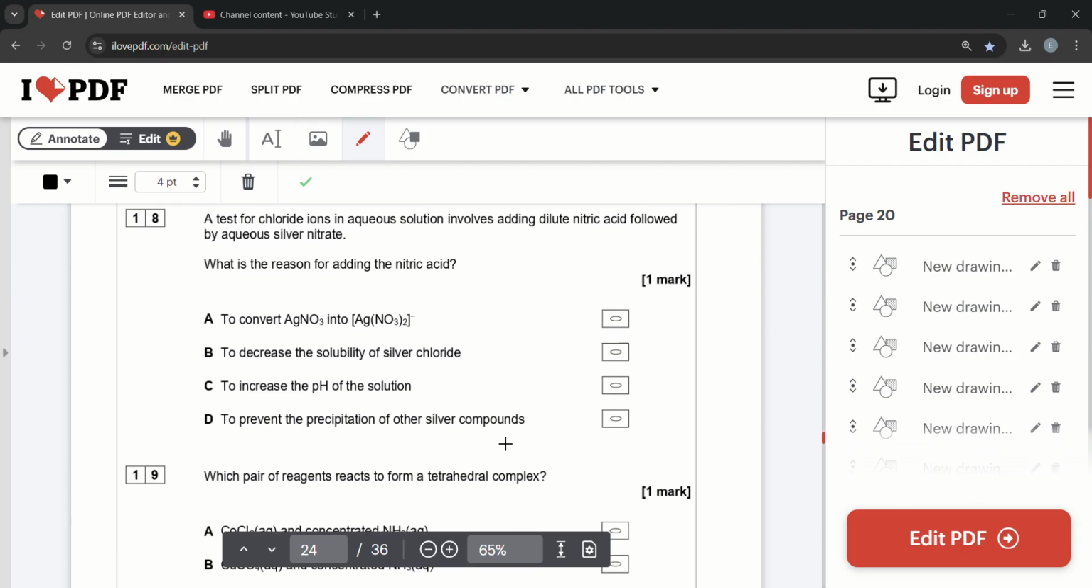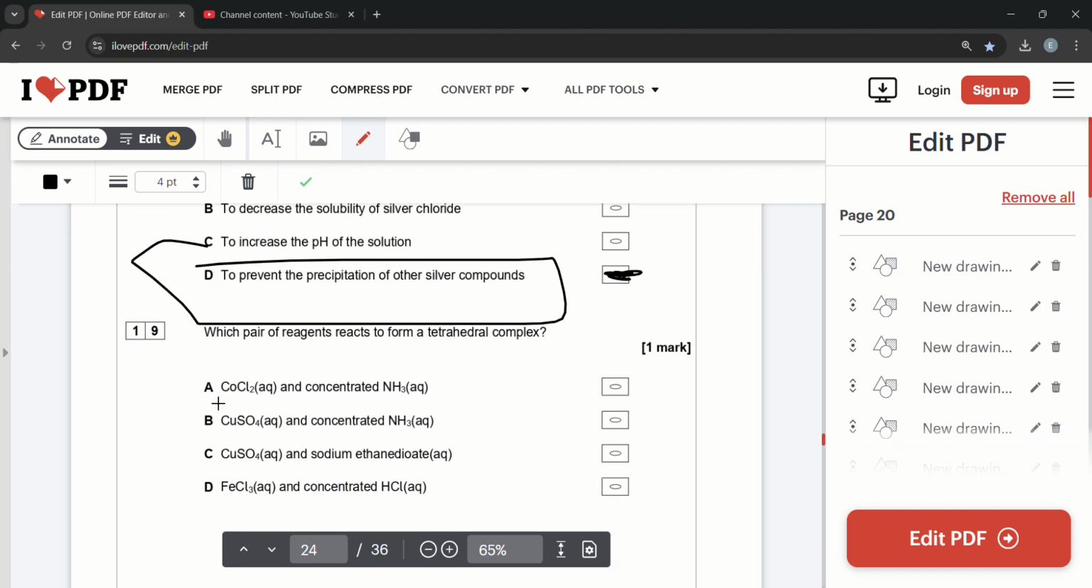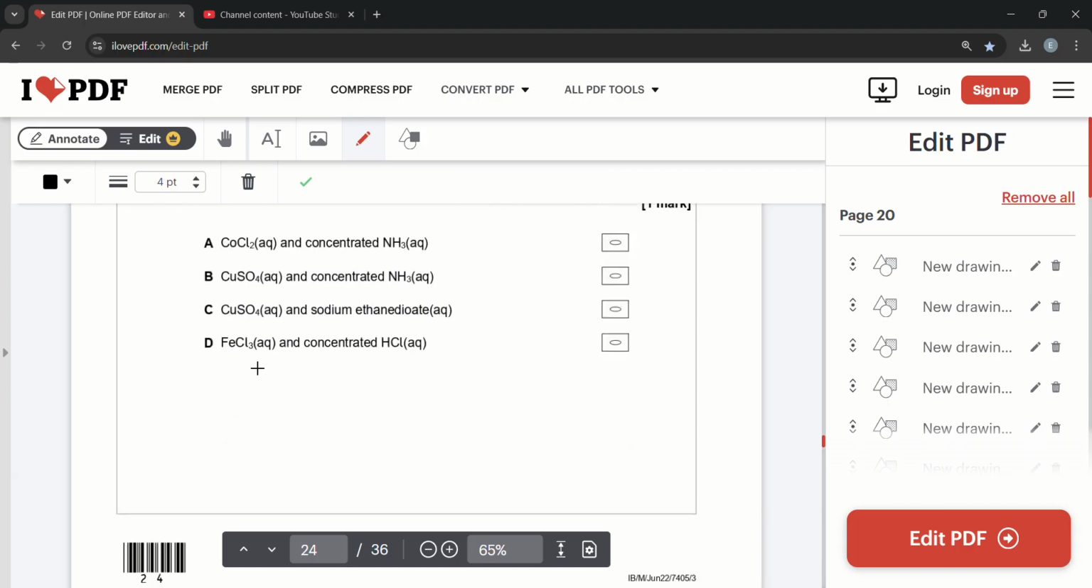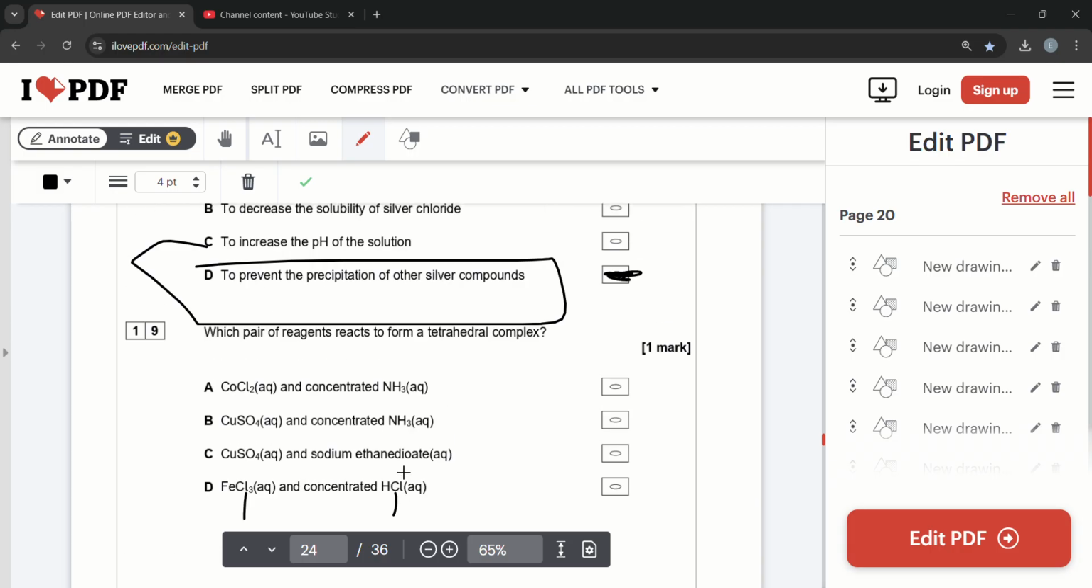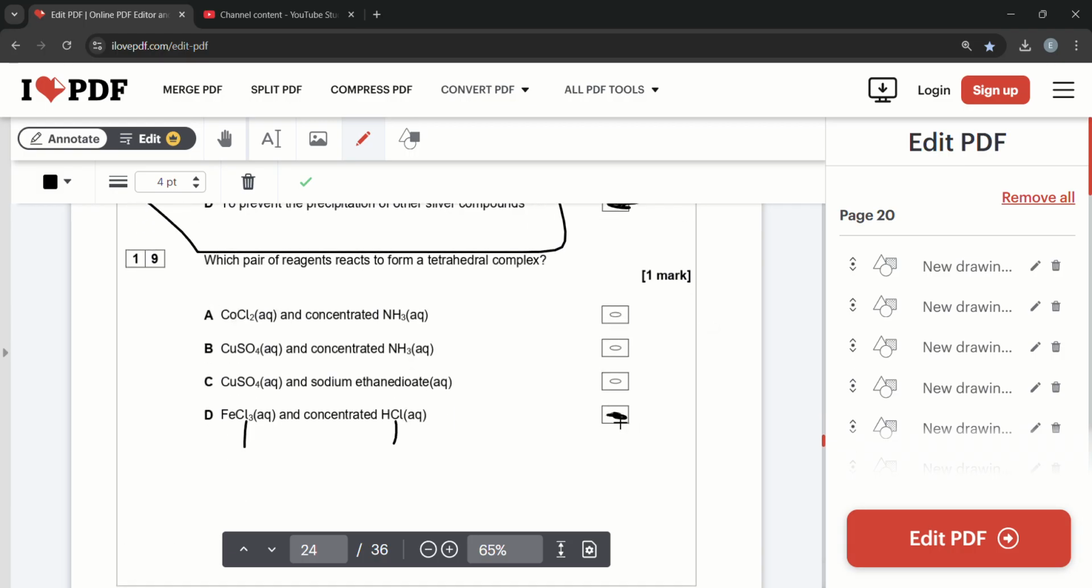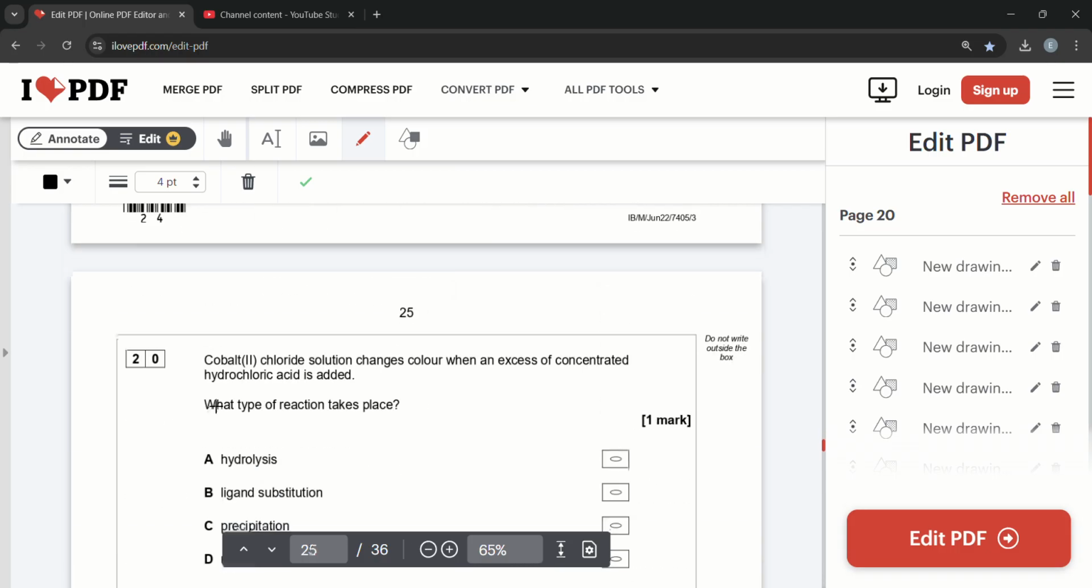What's the reason for adding nitric acid? D. Very easy. Prevent precipitation of other soil compounds. Which pair of reagents reacts to form a tetrahedral complex? Well, it's definitely going to be D, because we can see here the FeCl3 and the Cl-, and therefore we'll get FeCl4-, which is tetrahedral, so 4 bonds to Cl. Whereas with the rest, we won't.